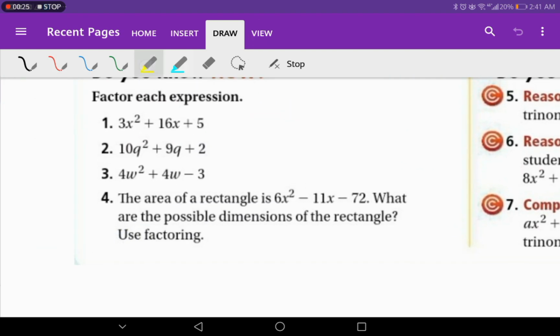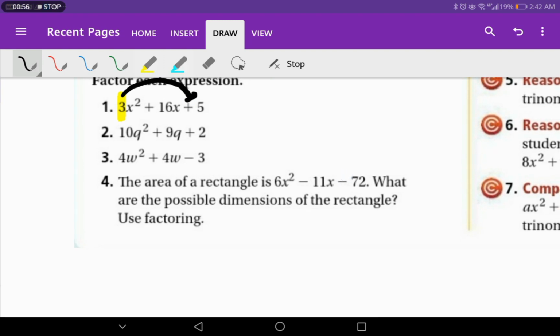Now here he asked me to factor those expressions. The first one here. Okay, before you do anything, you have to check the coefficient of the x squared. It is 3. Because of that, you cannot do what we did before in 8-5. You have to do one more step. You have to multiply this by the constant term.